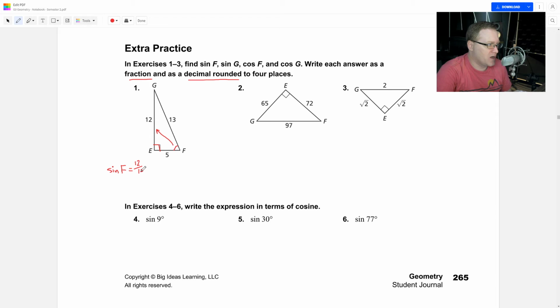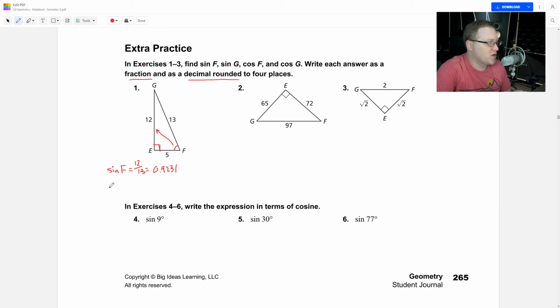Now, for this one, I'll go ahead and find the decimal. All right, but I'm not going to do that for all of them because I don't want to waste your time with me punching numbers into a calculator. It's 0.9231. All right, they said 4 places, so we want 0.9231. All right, so that's the answer for sine of f.